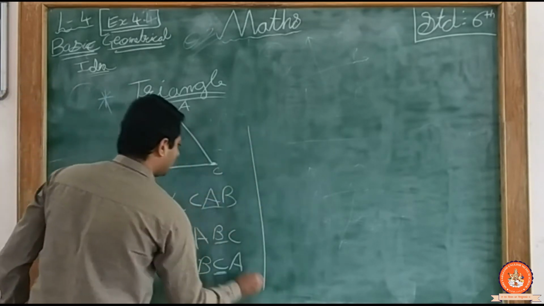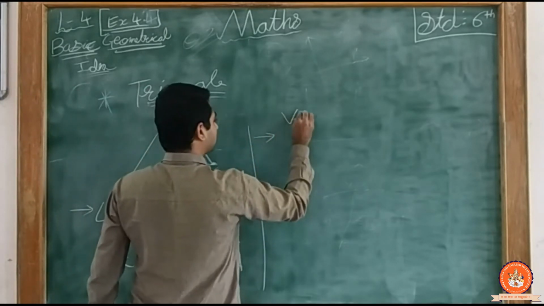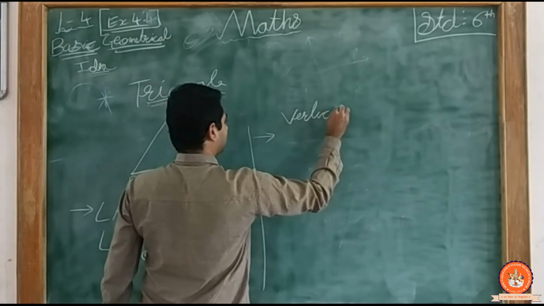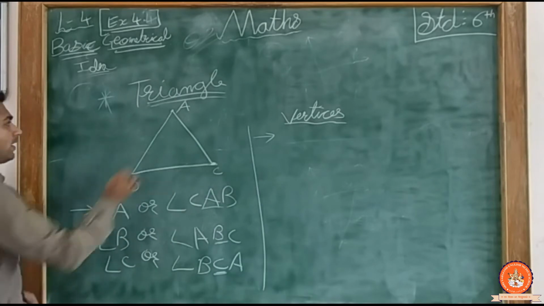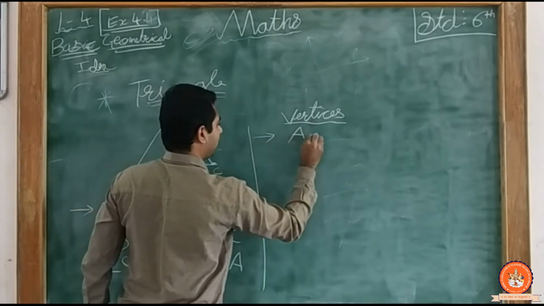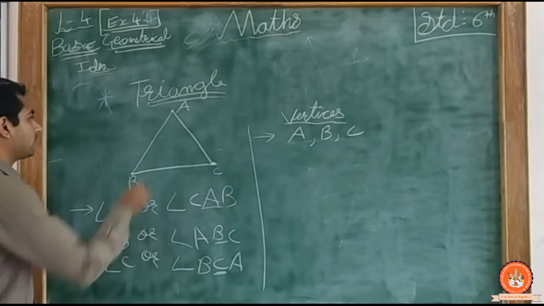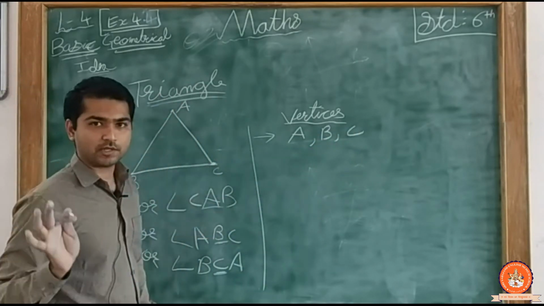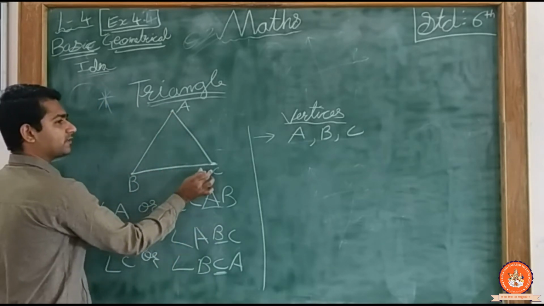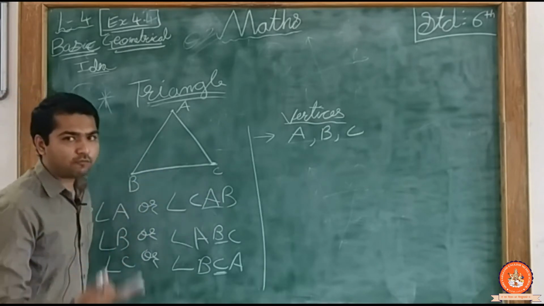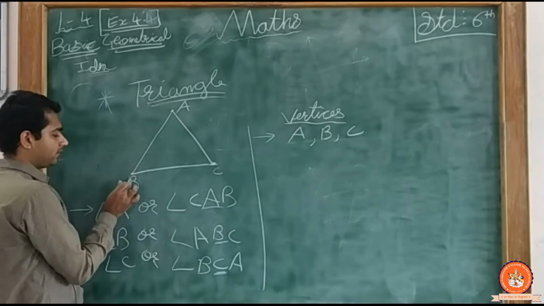Okay, now the next point, what we call a vertex. There are three vertices, A, B and C. You can say the common points are called vertices only. This is a common point, vertex, common point, vertex, common point, vertex. The point where the angle is formed is also called a vertex. This is my angle, this is my vertex also.